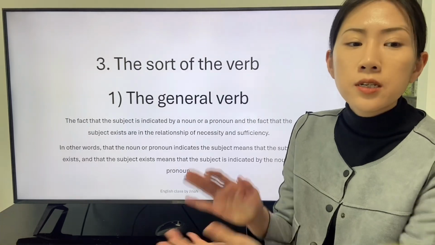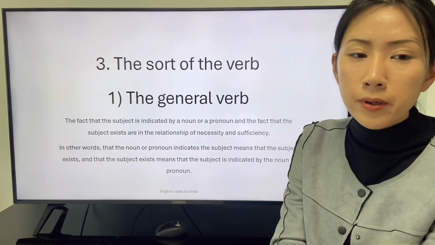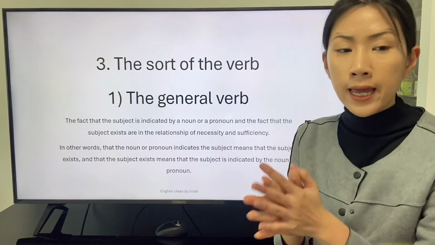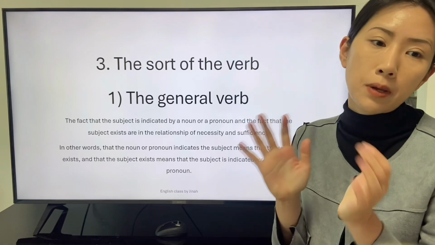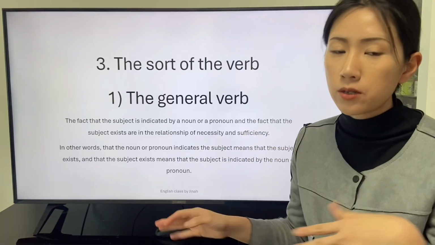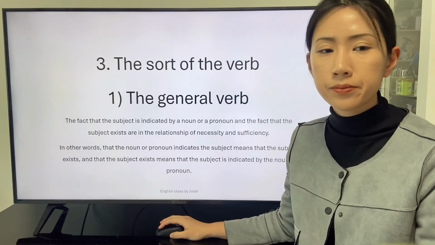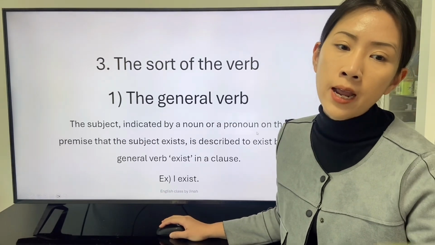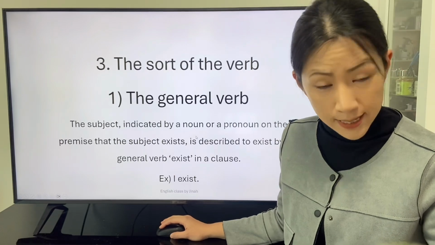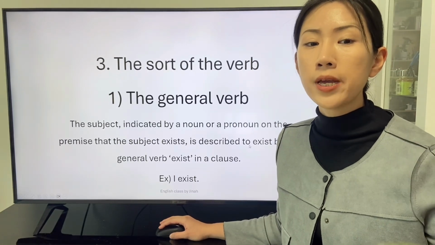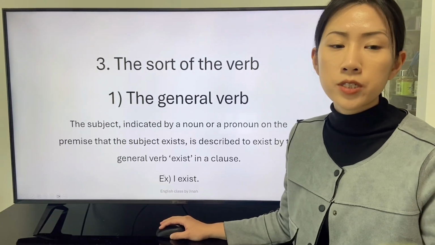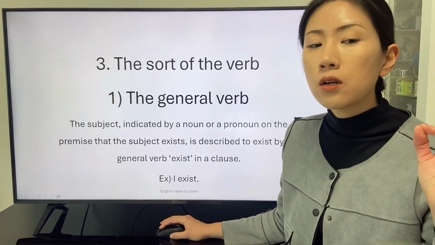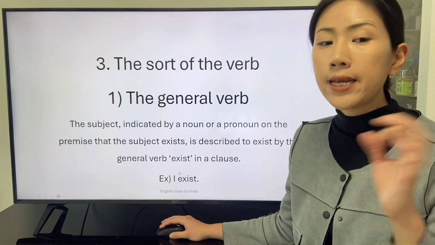In other words, that the noun or pronoun indicates a subject means that the subject exists, and that the subject exists means that the subject is indicated by the noun or pronoun. The subject indicated by a noun or a pronoun on the premise that the subject exists is described to exist by the general verb exist in a clause. For example, there is a clause, I exist.